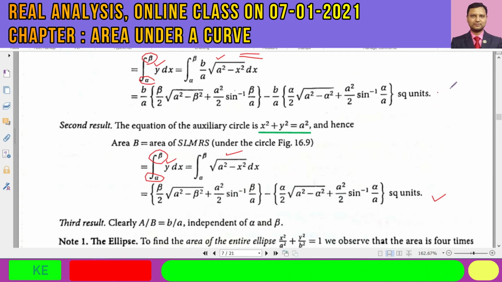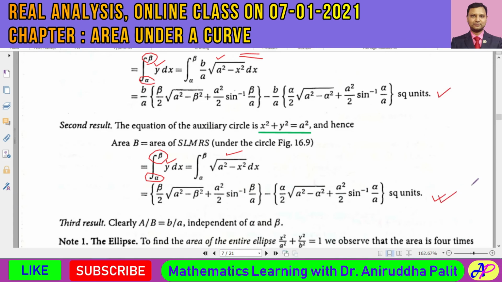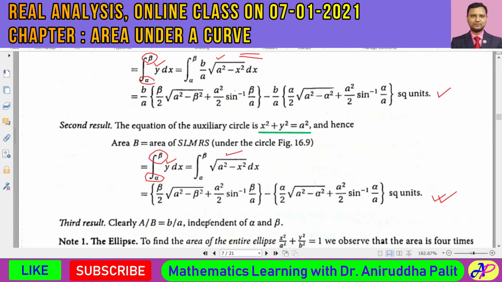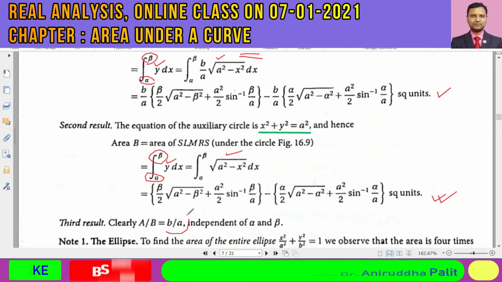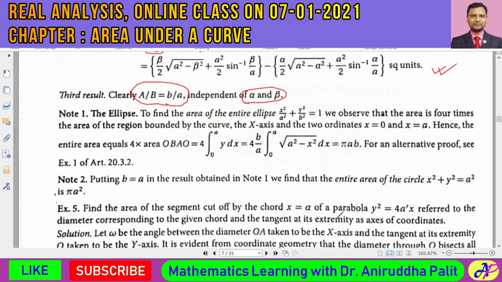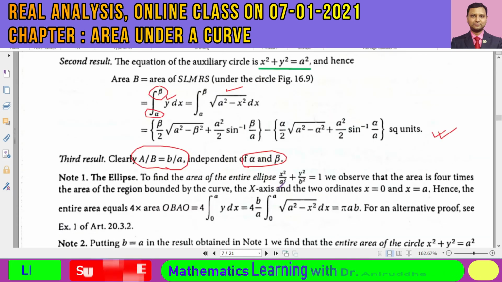This is the area under the ellipse, and this would be the area under the circle. Now you divide these two expressions, and you will ultimately see that this ratio, the area under the ellipse divided by the area under the circle, is simply equal to b by a. The complicated expressions cancel out, and therefore this ratio is independent of alpha and beta. Got it? This kind of question can be selected in the exam. These are very standard questions.